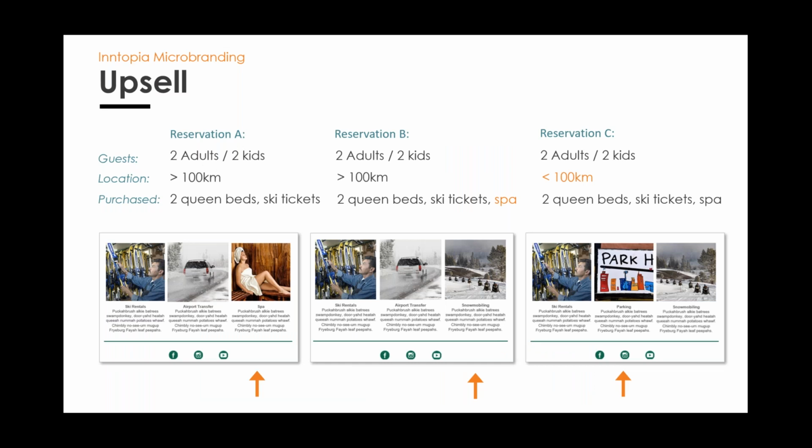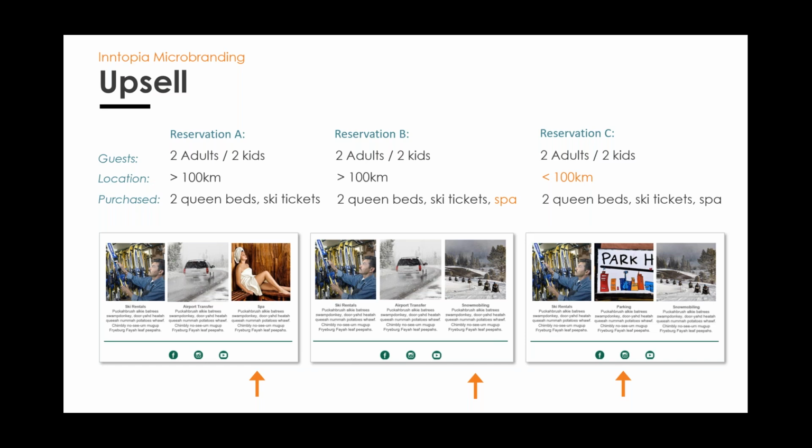Now we'll jump into some upsell opportunities and how we're using the data to sell the relevant upsell opportunities. Here we have 3 reservations: Reservation A, Reservation B, and Reservation C. You'll see the purchase line at the bottom. In the first reservation, this individual booked a room. It's 2 kids, 2 adults, there are 2 queen beds in the room, and they've also purchased ski tickets. Since they've already purchased ski tickets, the first upsell opportunity is going to be ski rentals. We can also see that they're coming from over 100 kilometers away, so I'm going to put airport transfer as an upsell opportunity. And then lastly, spa is very popular, and we have a really good probability of selling that, so we want to inform them that we have spa services as well.